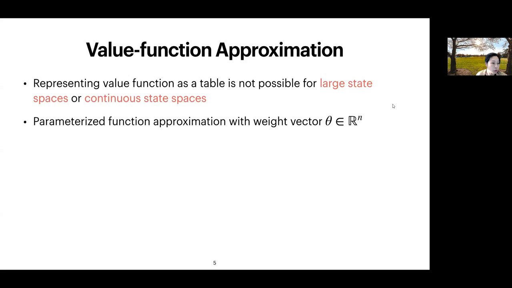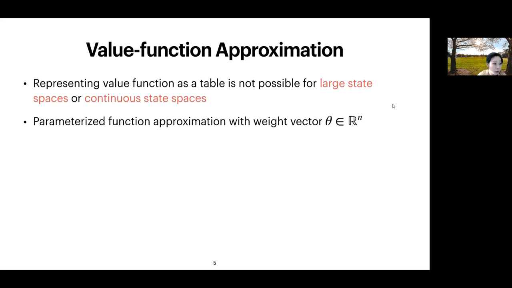So what we really do for value function approximation is parameterized function approximation with a weight vector theta. Theta is a vector in n-dimensional space. Usually we think of a neural network as just a weight vector, although it has a certain structure, like a composition of nonlinear functions. If you straighten the weights of the neural network into a vector, it can be thought of as a weight vector.